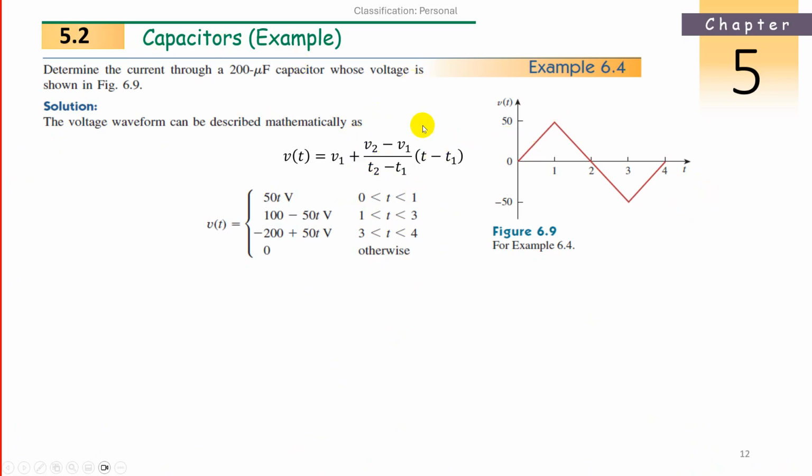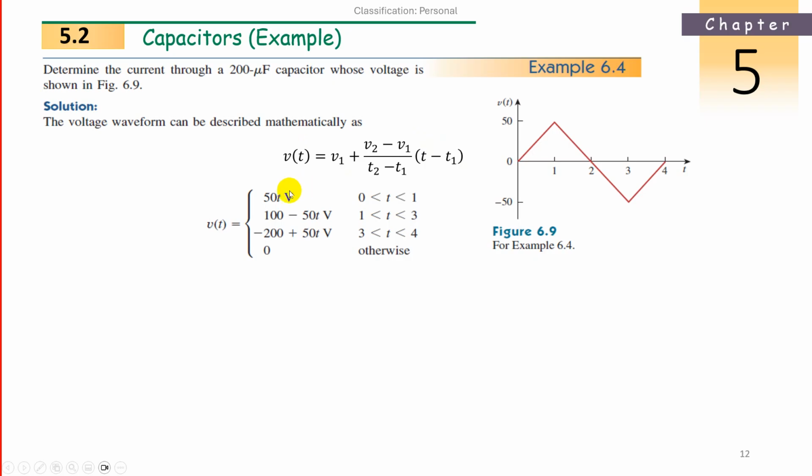Now 3 to 4. Substitute. What is V1? At time 3, V1 is minus 50. What is V2? 0. So 0 minus V1, which is minus of minus 50, gives plus 50. So here 50 only, and here minus 50. Divided by T2 minus T1. T2 is 4, T1 is 3, so 4 minus 3 is 1. So here 50 only, plus 50 here, minus 50 here, times (t minus T1). What is t? t only. T1 is 3, so t minus 3.